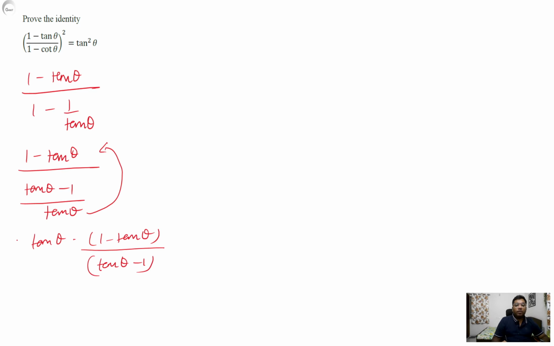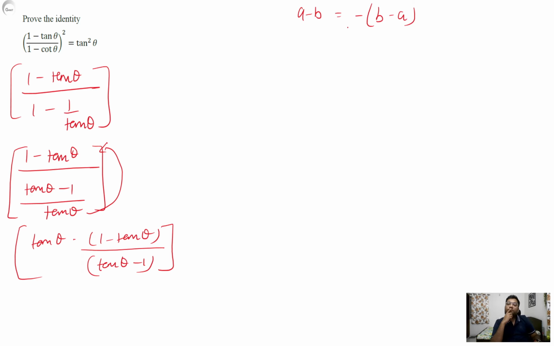Now this is where I'm going to talk a little bit about arithmetic, algebra, whatever you call it. So A minus B, actually algebra. A minus B is basically B minus A with a negative sign. I'll show you how. If I open this bracket, this can become minus B plus A, which can be rewritten as A minus B. So if I have A minus B in one place and B minus A in another place, don't lose heart. It's pretty much the same thing. You just have to take a minus sign out.